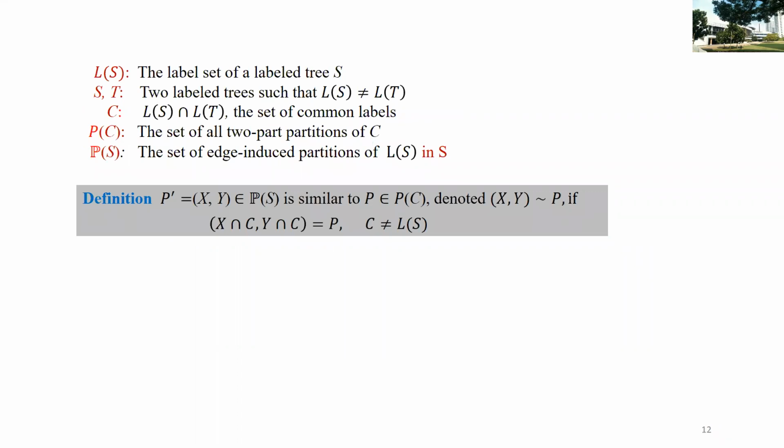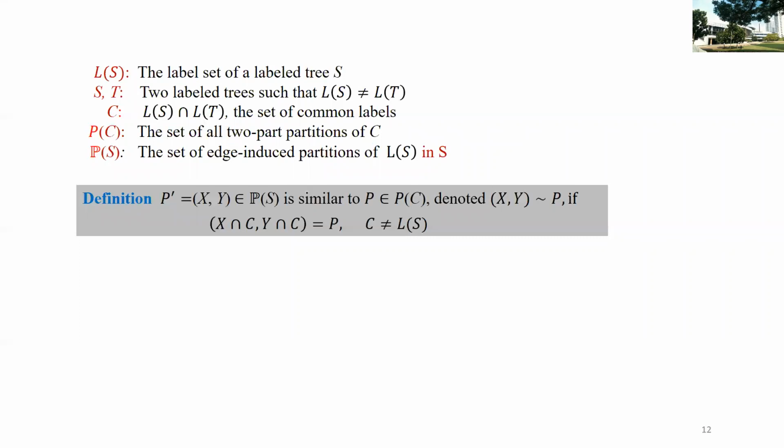We propose to define the bark distance between two mutation trees by considering the partitions on the set of common labels. We use LS to denote the label set of a label tree S. Then we use C to denote the set of common labels of these two trees S and T. Then we use PC to denote the set of all two-part partitions of C, and PS to denote the set of edge-induced partitions of LS in S.